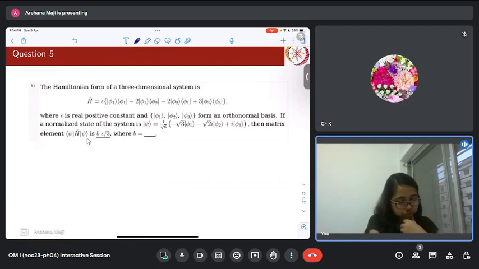The Hamiltonian of a three-dimensional system is given, where epsilon is a real positive constant, and phi 1, phi 2, phi 3 form an orthonormal basis. If a normalized state of the system is this, then what is the matrix element or the expectation value of H with respect to that state? Can you do this? We have done this type of problem several times. You can do this, right? Yes, madam. Then do it and then tell me.